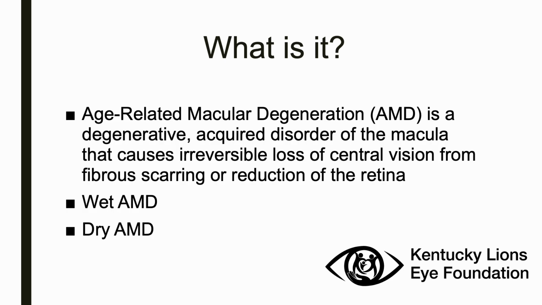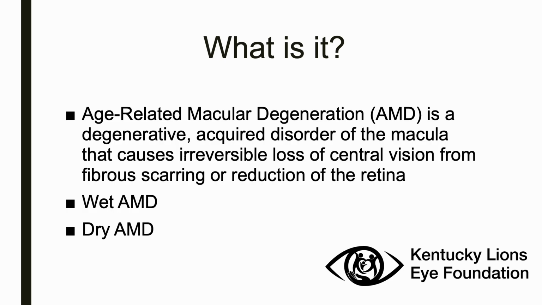The first one is wet AMD, which is also known as exudative AMD. This is the growth of abnormal blood vessels in the back of the retina from the choroid that can lead to damage of the macula when they start to bleed, leak, or scar. Now, it's important to note that any stage of dry AMD can turn into wet AMD.